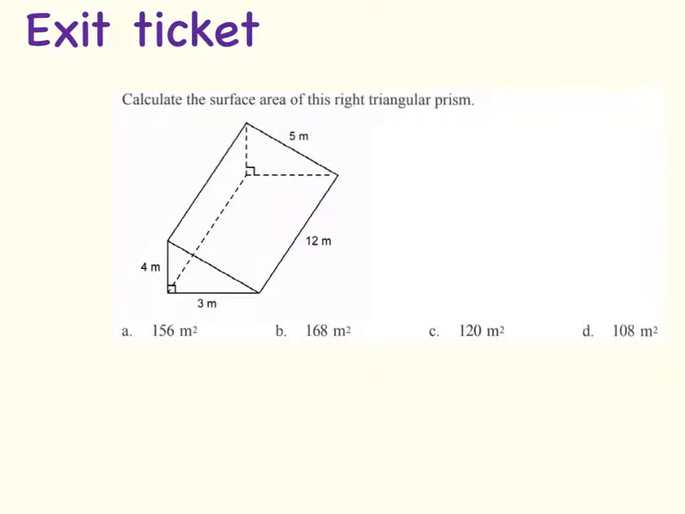This is your exit ticket, so on your paper, go ahead and draw out the net of the image the way I showed you how to. Label everything, find the individual areas that we've been doing, and then find your total surface area. Turn it in when you're done.